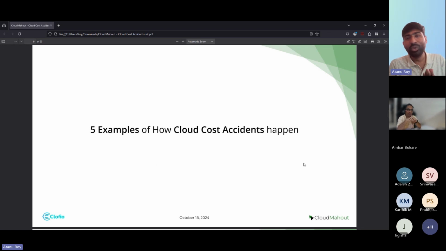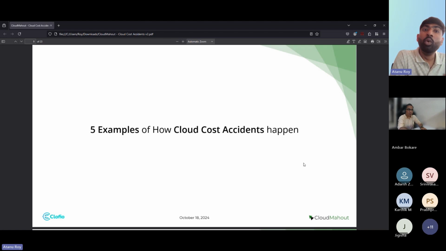So we are going to jump into the core part of our discussion today: 5 examples of how cloud cost accidents happen. Before we jump into the examples, I'm just going to talk a little bit about what we mean by cloud cost accidents, right? While working with a lot of our customers, we have seen that people are making certain mistakes for which they end up paying more money than they should, right?